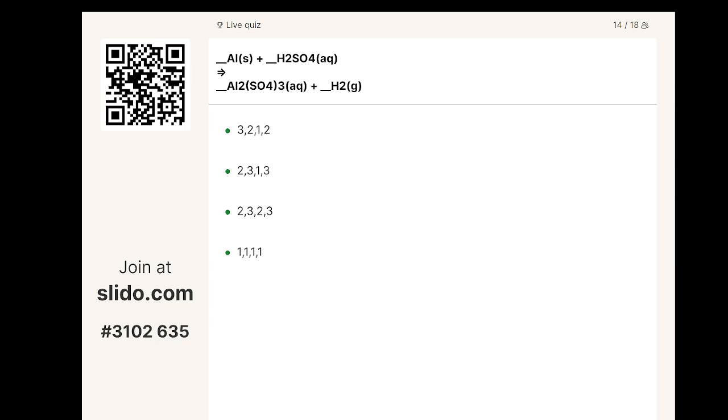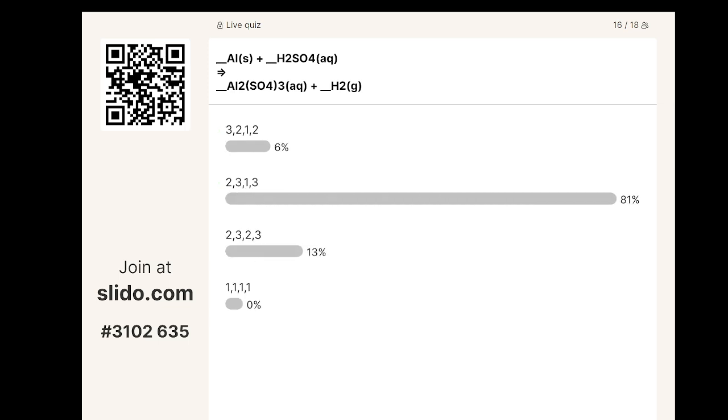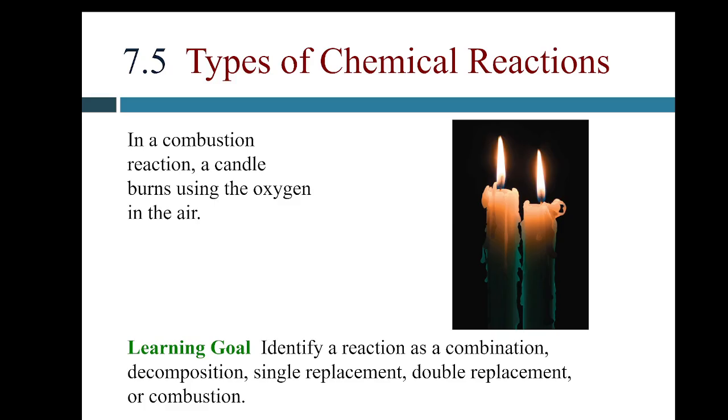Okay, folks, I'm going to go and move on. If you haven't submitted something, please do. Okay, let's go ahead and go. Okay, and 81% that, and that is correct. And the big difference here is that if you put a 1 in front of the Al2, that would give you 2 Als in the front one, right? All right, so let's talk about some types of chemical reactions.